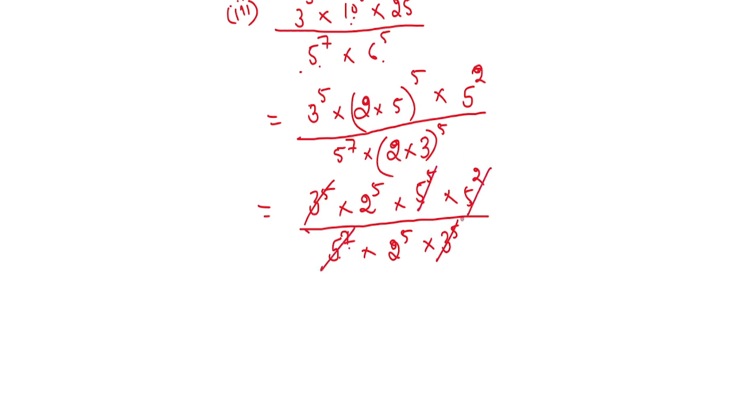So you can cancel it. Now 2 and 2, and 5 is the same. So you can cancel it. So the answer is 1. Okay.